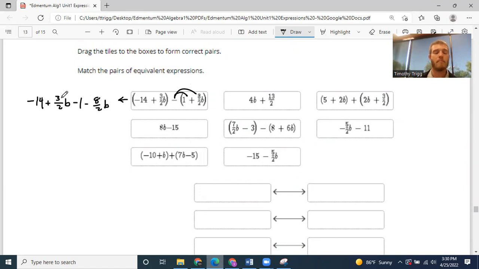Okay, let's combine the b's together. So 3 over 2b minus 8 over 2b. Well, it's good they're both over 2 because they have the same denominator, which means I can add or subtract the numerators. So that's negative 5 over 2b. You have more negatives, so that's why it's negative. Negative 14 minus 1 is negative 15. Okay. So that's this one. So this one and this one go together. See if you can do the rest of these on your own.